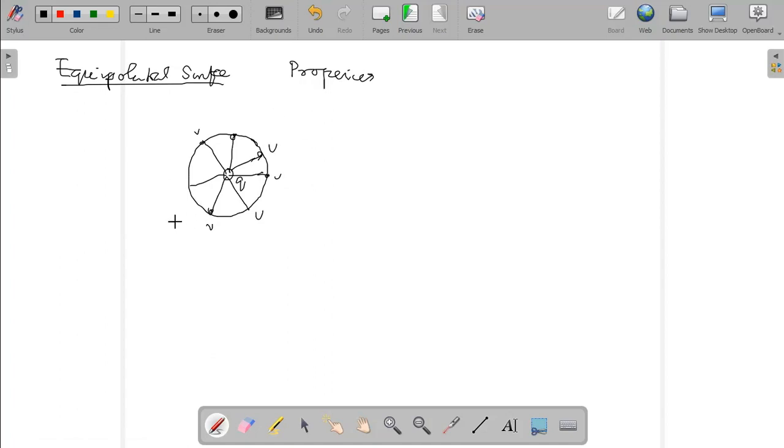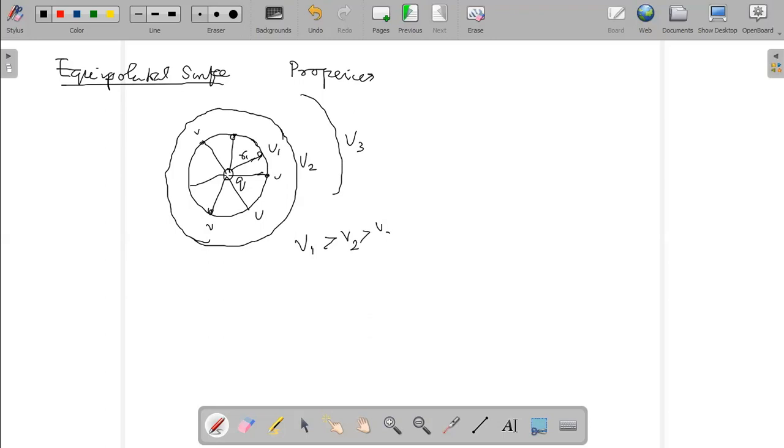Okay. You have drawn one sphere of radius R1. Then you have drawn another sphere of radius R2. It is also an equipotential surface. A third sphere, another equipotential surface. It is clear: the radius is lesser, closer to the charge, the potential is greater. V1 greater than V2, greater than V3.